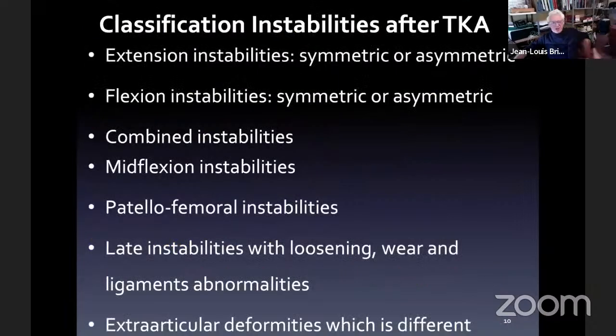Well, classification: there are many types of classification of instabilities. We have extension, flexion, and combined instabilities. We have mid-flexion instabilities. We have patellofemoral instabilities, late instabilities with loosening, wear, and ligament abnormalities. And we have extra-articular deformity. It's very special.